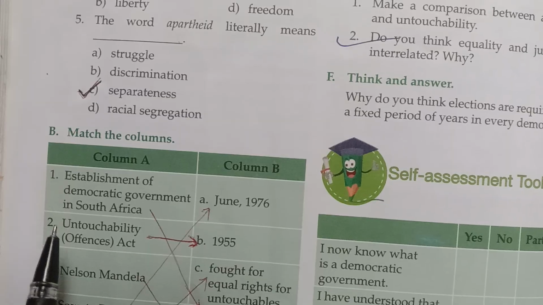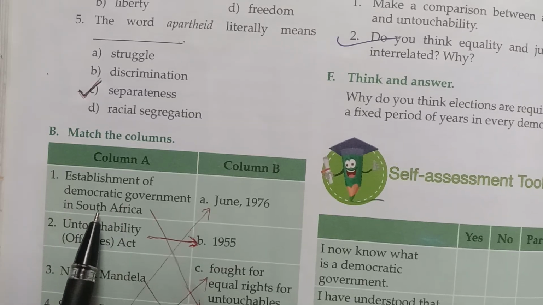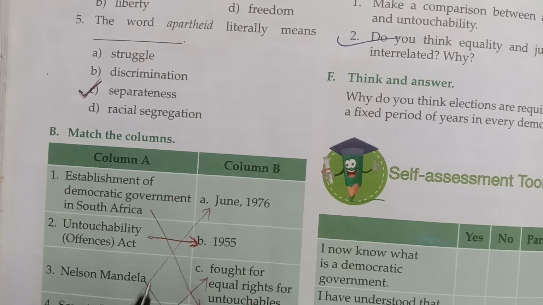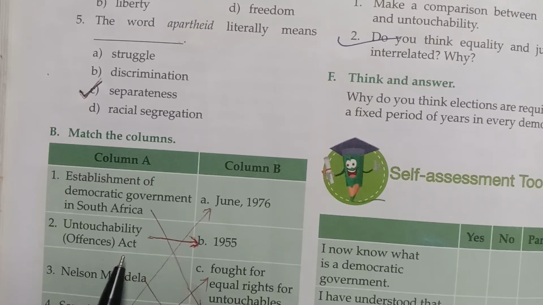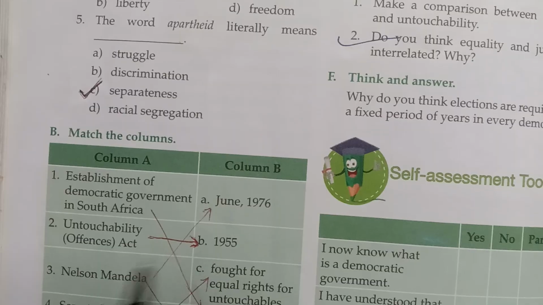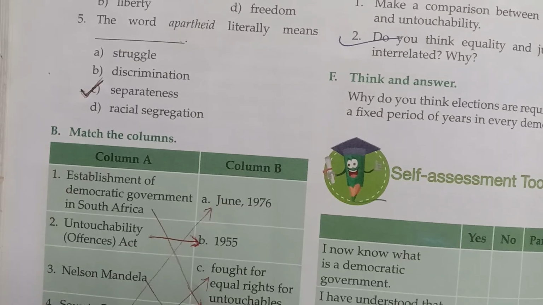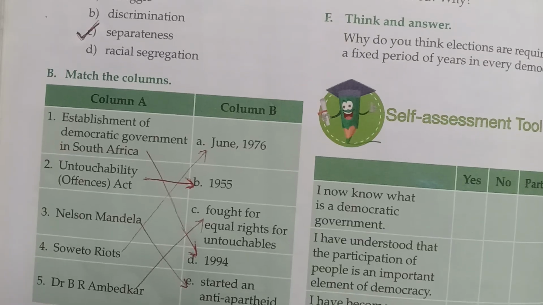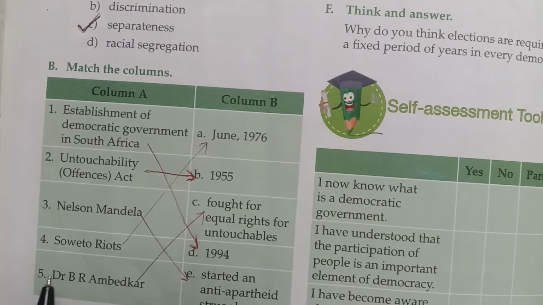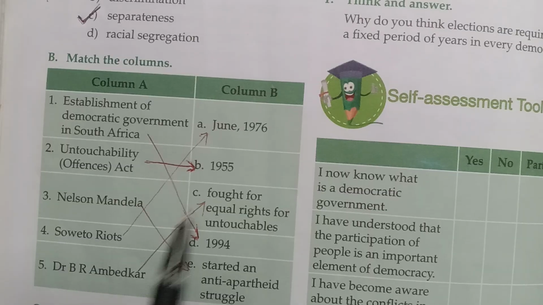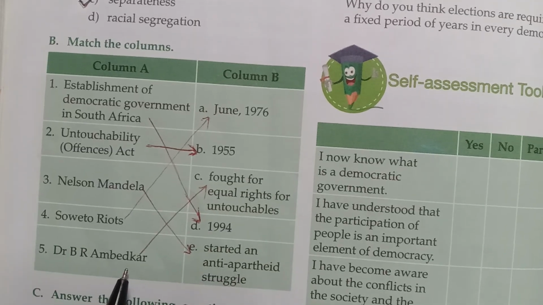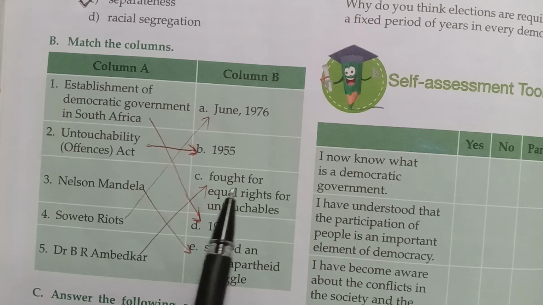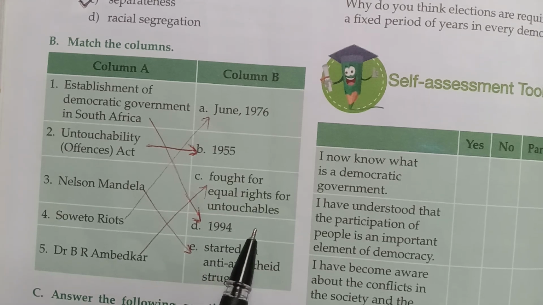B. Match the columns. Column A, column B. First, establishment of democratic government in South Africa. D. 1994. 2. Untouchability Offence Act, 1955. 3. Nelson Mandela started an anti-apartheid struggle. 4. Soweto riots, June 1976. 5. Dr. B.R. Ambedkar, C. fought for equal rights for untouchables.